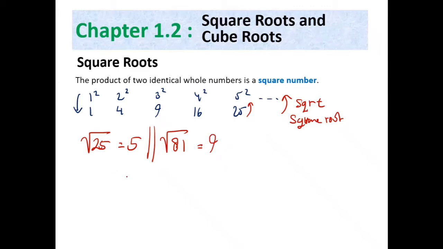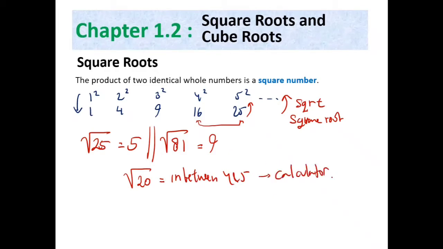And what is the square root of 20? Is there any number that multiplied by the same number, identical number, gets the product of 20? No, right? So it's a decimal. So it's in between 4 and 5. So you have to use the calculator to find it.